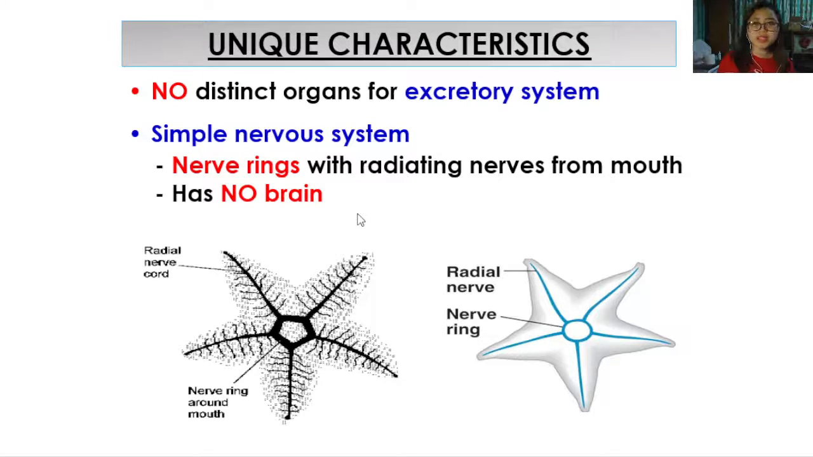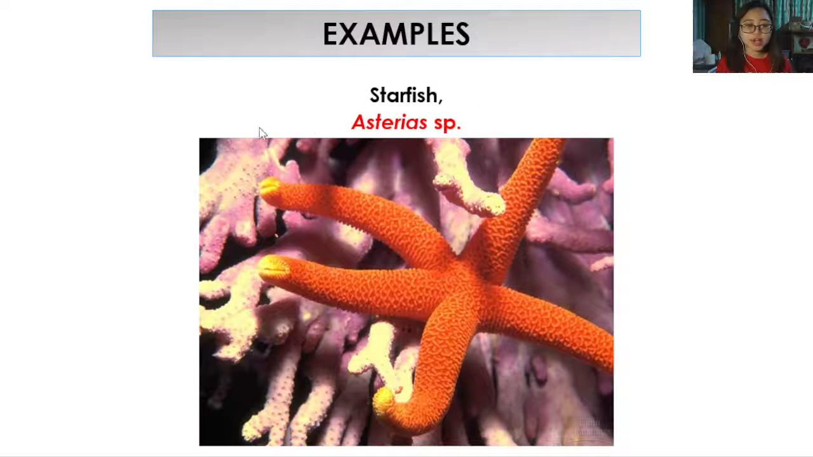So in other words, echinoderms have a simple nervous system but no real brain, which is why in some popular media, such as, I know, from a cartoon, starfish are usually shown to be more silly or dumb characters, kind of hinting to the fact that they have no real brains. And just as a treat, we're having a look at this picture of the most common example of this phylum, which is starfish, or its scientific name, Asterias species.